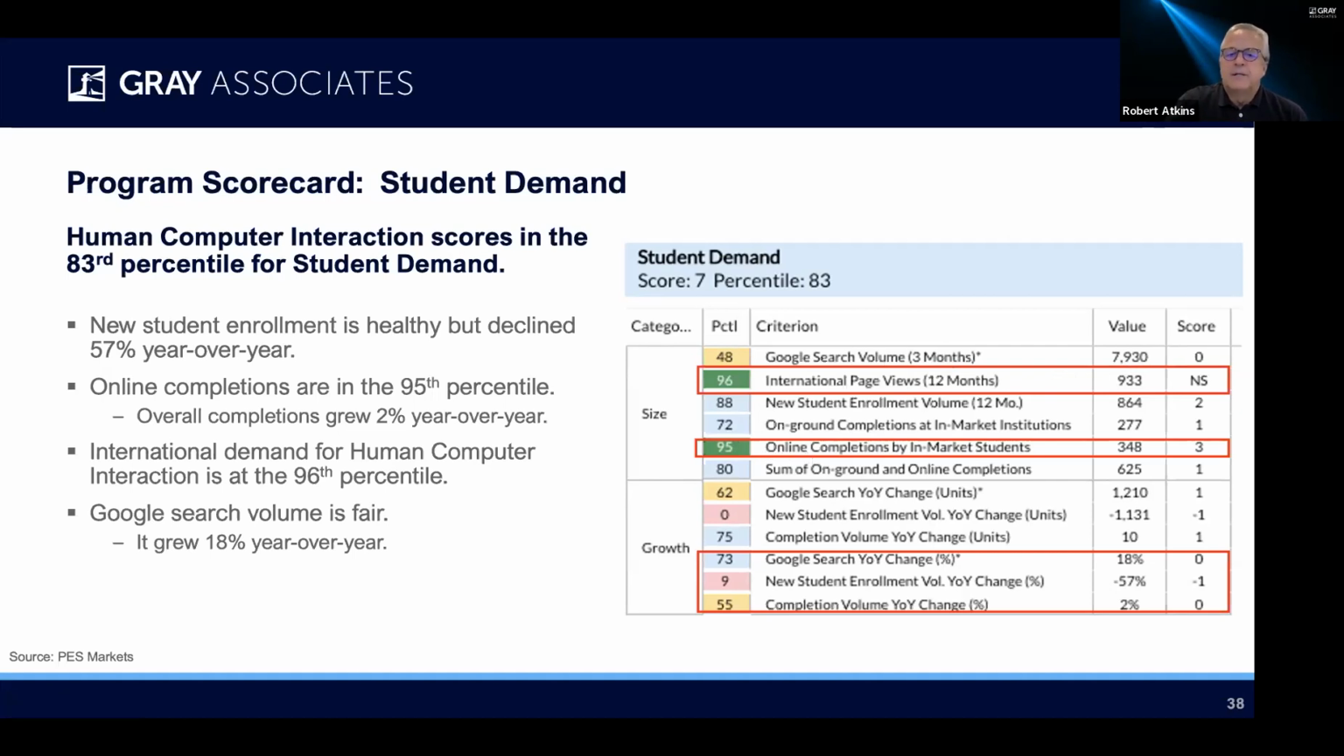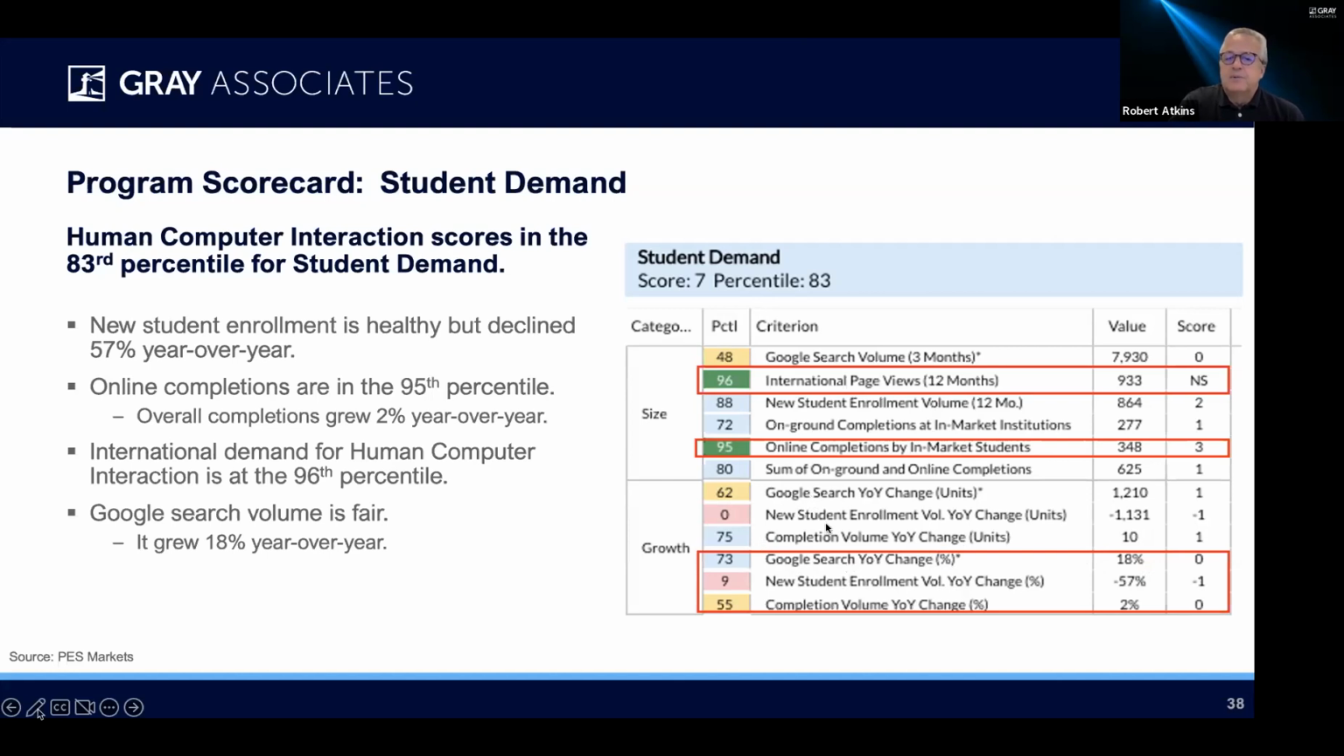And then you sum that up, and the fact that the on-ground is a little above average but not great, but online is, and you get to the 80th percentile in terms of overall on-ground and online completions. Then you have to ask, what's the trend? And Google's up, but it's only up at the 62nd percentile. Not huge, or not the fastest growing program, but on a percentage basis, it's doing pretty well. It's up 18%. So there are faster growing programs, but all my clients would be glad to find one that's growing 18%. So I wouldn't dismiss that.